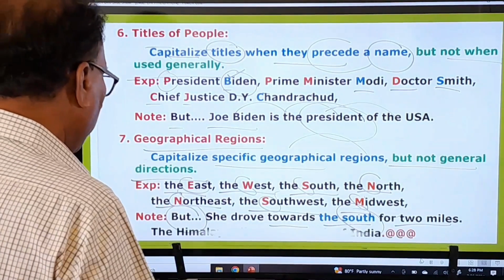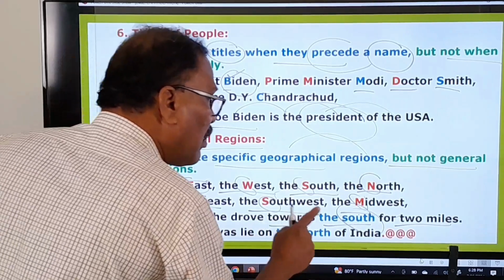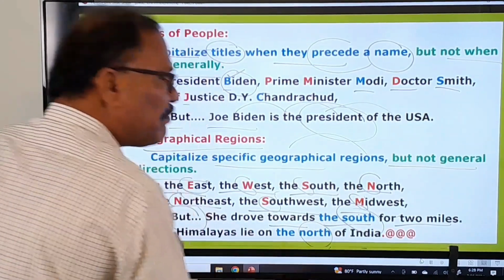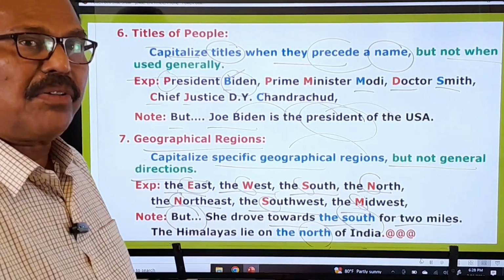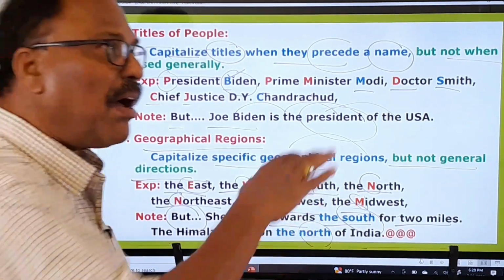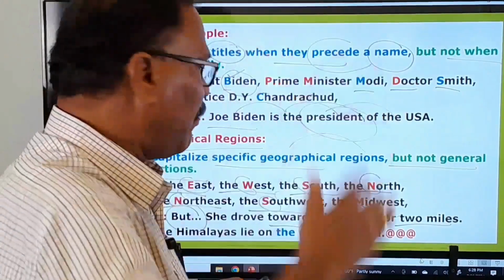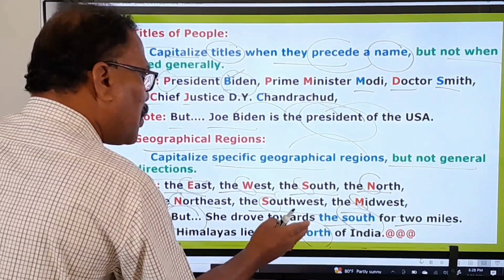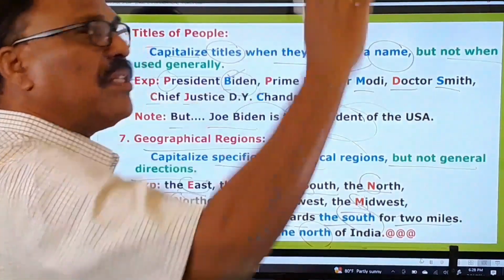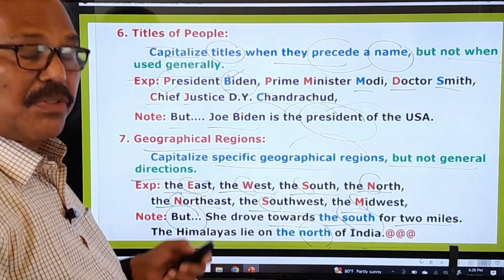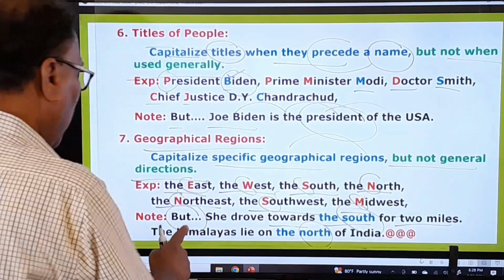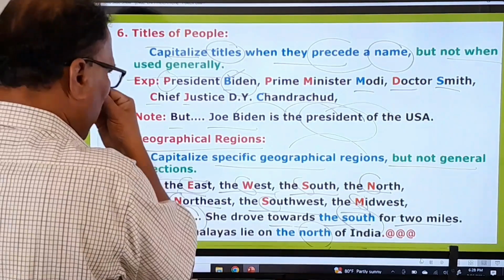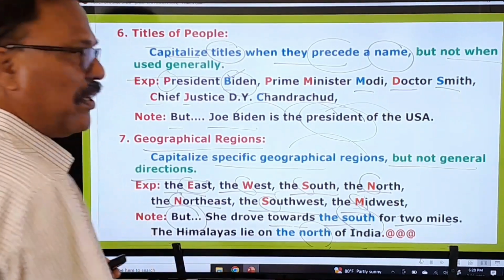Here you pay attention. The Himalayas lie on the north of India. So you are just showing the direction. Where do the Himalayas lie? The Himalayas lie on the north of India. Here you are not showing the region, but you are showing the direction. Towards the north side these Himalayas are lying. That is what you are conveying. So it's like that. Hope you are following me very carefully, very easily.